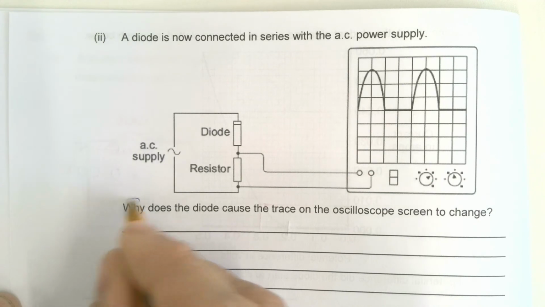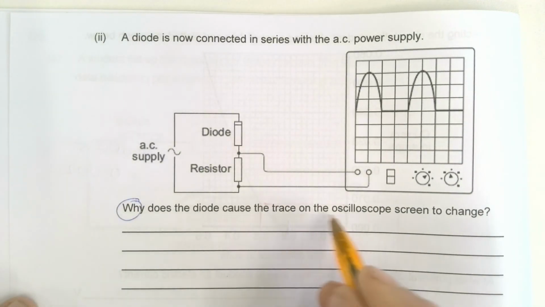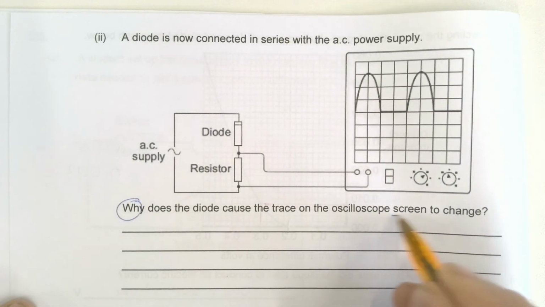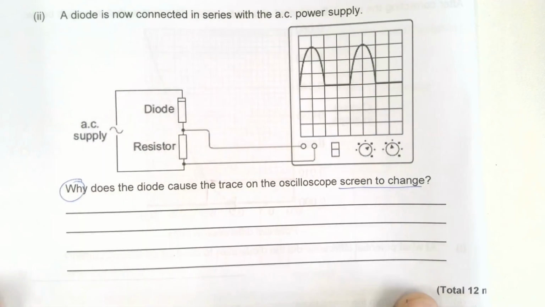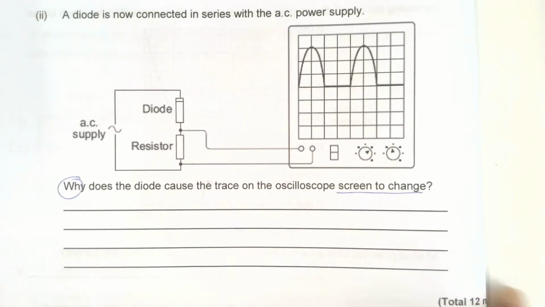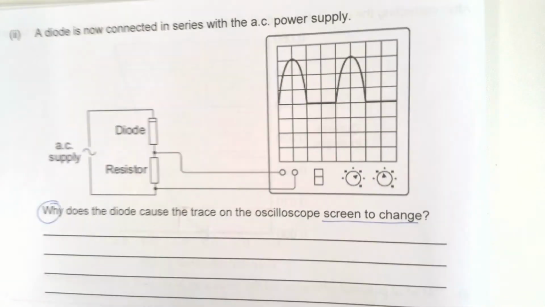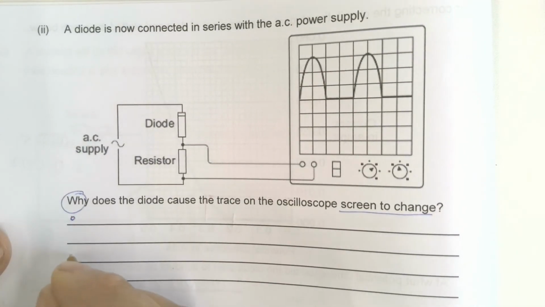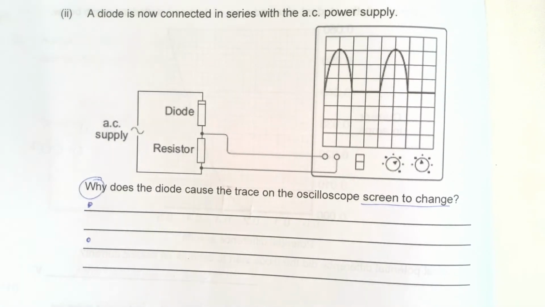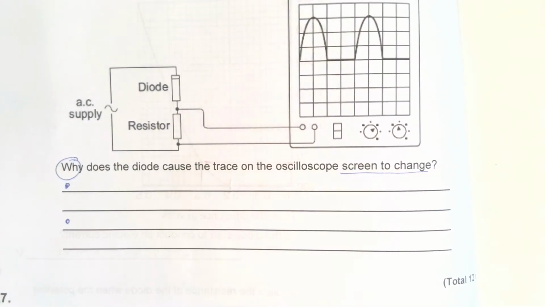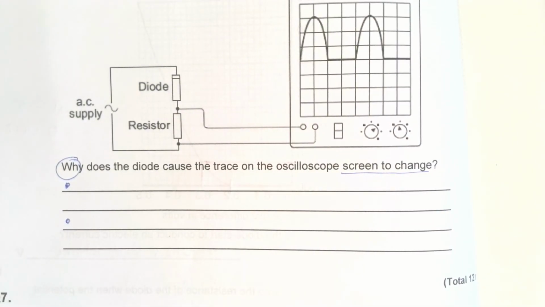So the question is, why does the diode cause the trace on the oscilloscope screen to change? It's worth a total of 2 marks, so we need to try and explain why this happens.